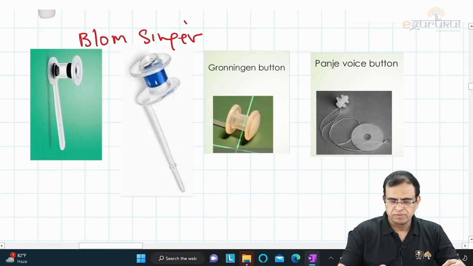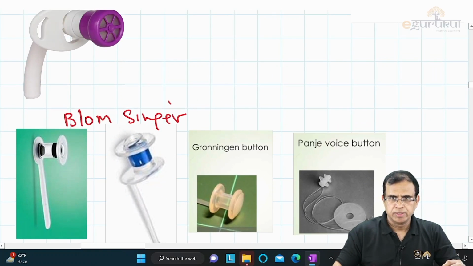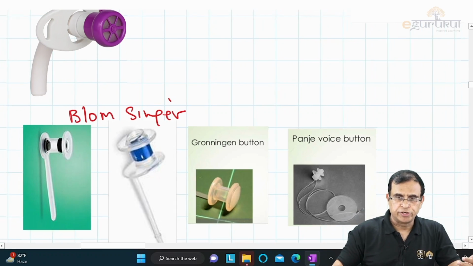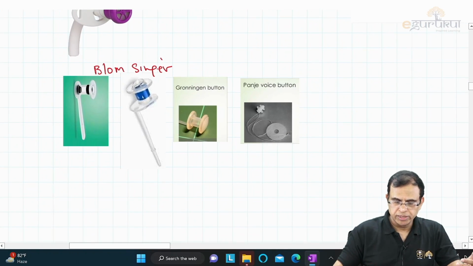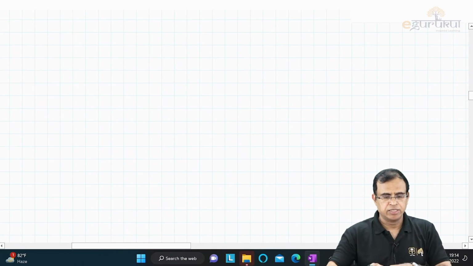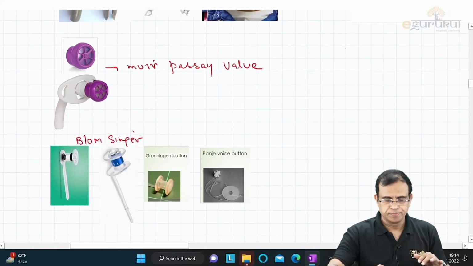So these valves, plus this one, together they are used for speech rehabilitation either after total laryngectomy or after tracheostomy, right? So these are the growths of the larynx and the surgeries of the larynx that you will have to know.